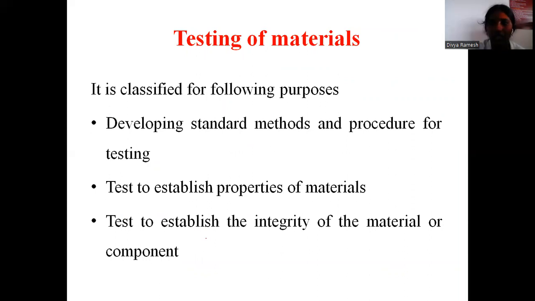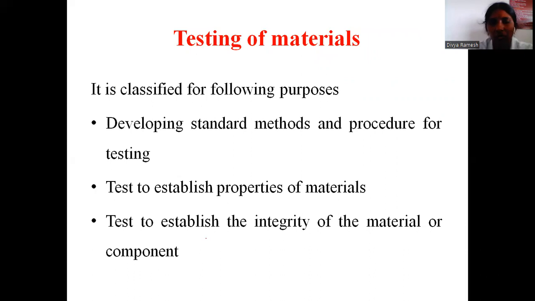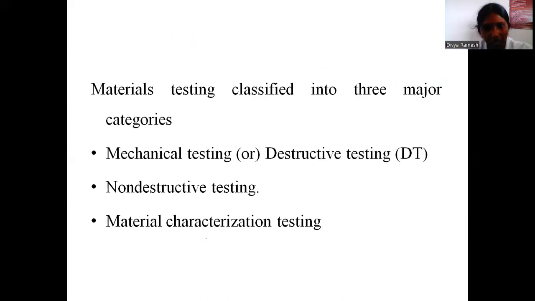Next one, the testing of materials. Material testing is classified broadly into 3 categories: destructive testing, non-destructive testing, and material characterization testing. Why do we need to test a particular material before processing it into a product? That is in order to obtain a special standard and procedures for testing. You have to analyze the properties of the material, and in order to analyze that particular material, various testing methods are needed. So these are the methods.